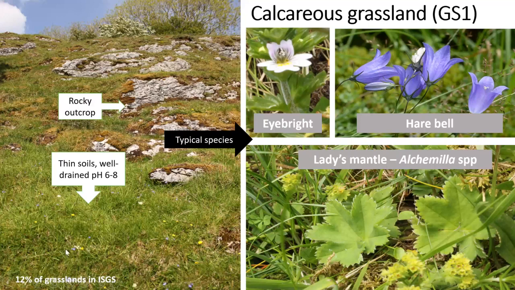The soils are very thin, well drained, and generally have a neutral to alkaline pH. Some of the typical species are these beautiful harebells, which you'll get a little bit later in the season, lady's mantle and eyebrights. Now you'll get these in other situations as well, but the co-occurrence of these together tends to indicate calcareous grassland.